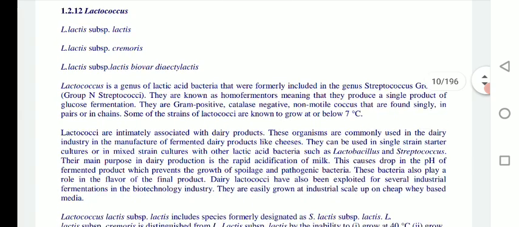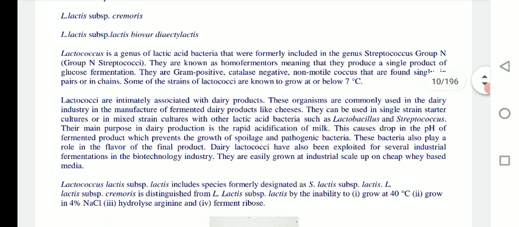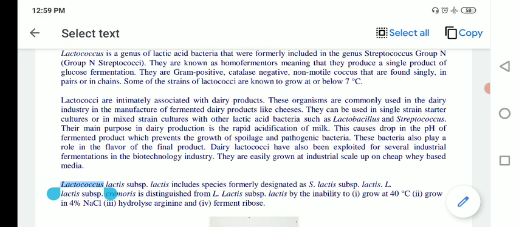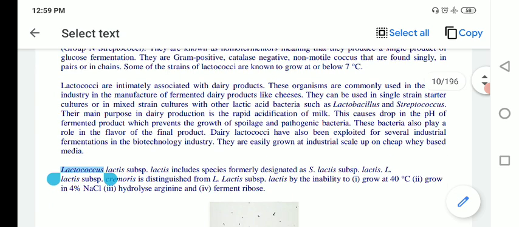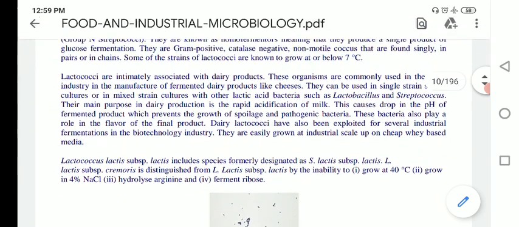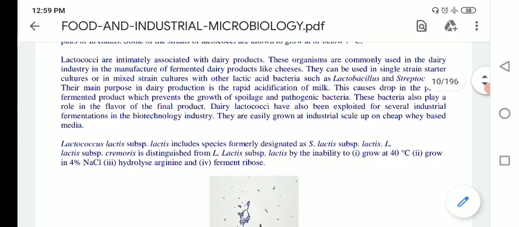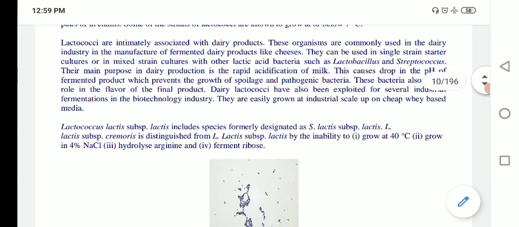Lactobacillus is commonly found in milk, and they are mostly involved in lactic acid fermentation processes carried out in milk as well as other milk-related products. Lactococci are intimately associated with dairy products. These organisms are commonly used in the dairy industry in the manufacture of fermented dairy products like cheese. They can be used in a single strain starter culture or in a mixed strain starter with other lactic acid bacteria such as lactobacillus and streptococcus species.